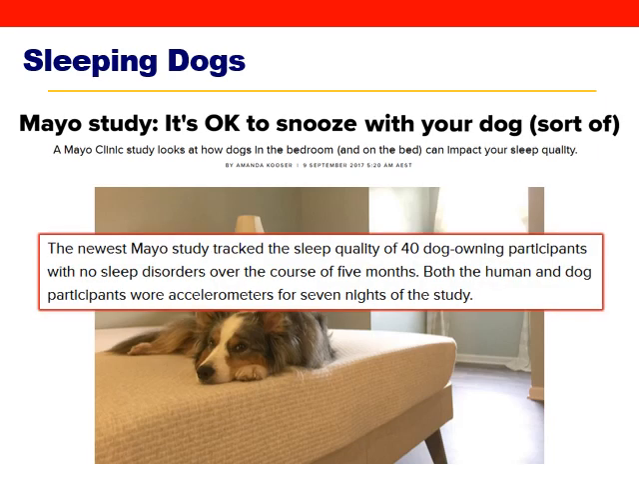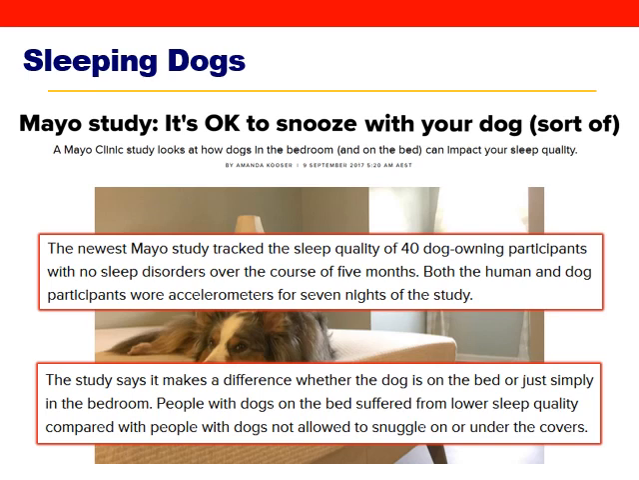Over the course of 5 months, the participants in this study wore a device called an accelerometer that tracks the quality of their sleep. And what the researchers ultimately did is they collected data from that device and compared the sleep quality between those 3 groups of people. People whose dogs sleep on their bed, people whose dogs sleep on their floor but in the same room, and people whose dogs sleep in a different room. What they ultimately found is that compared to the other 2 groups, people whose dogs sleep in bed with them tended to have lower sleep quality.